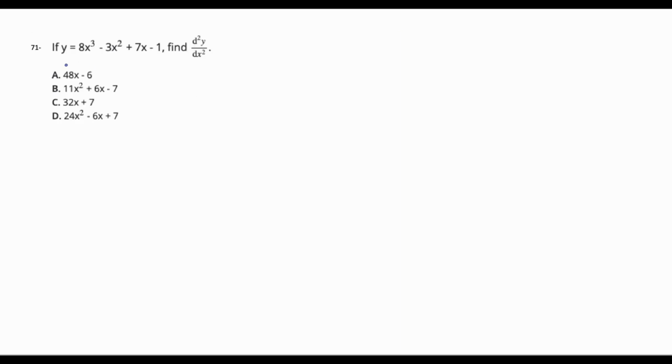Question 71 says, if y equals 8x cubed minus 3x squared plus 7x minus 1, find d squared y over dx squared. So all we are requested to do is to differentiate this twice. So if we have y equals 8x cubed minus 3x squared plus 7x minus 1.